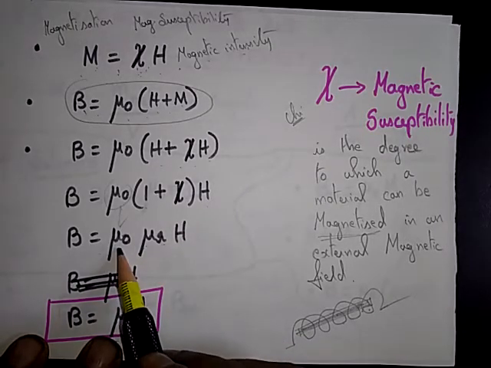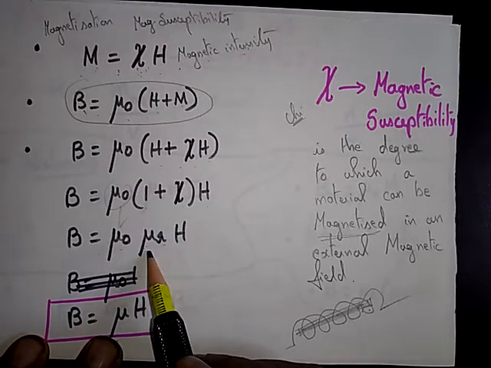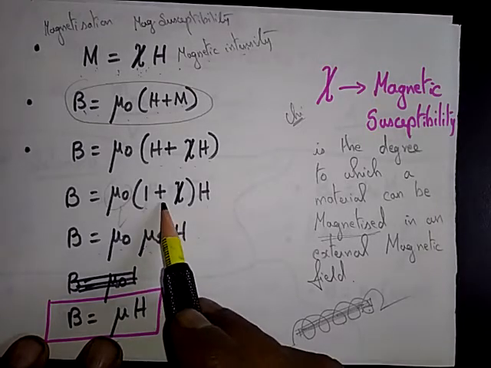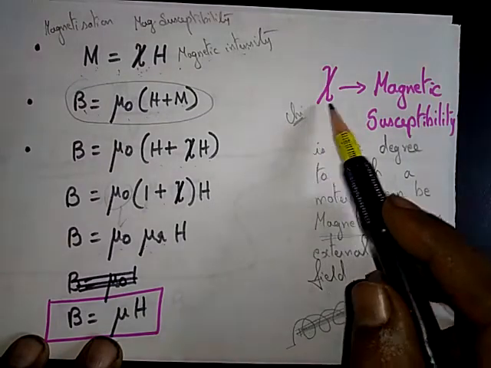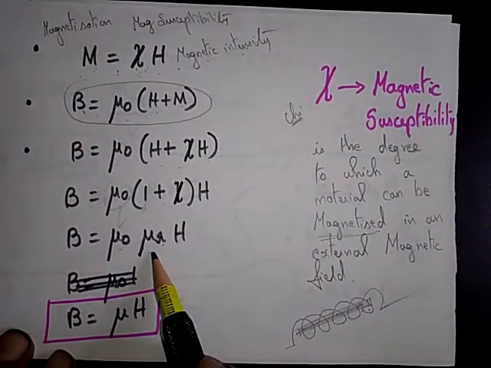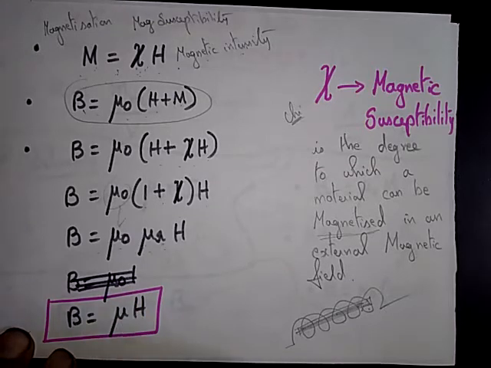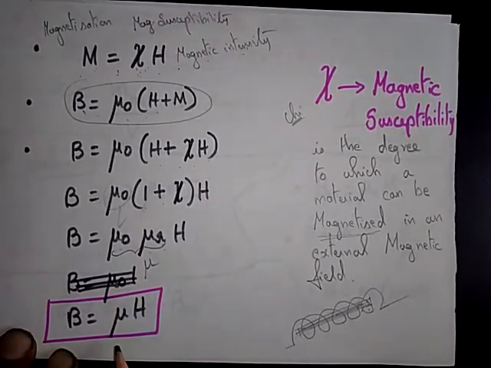So mu naught is the permeability of free space, mu r is the relative permeability and mu r is equal to 1 plus chi. Now what is 1 plus chi? It is nothing but 1 plus magnetic susceptibility, which is indicated by mu r, the relative permeability. Therefore, mu naught and mu r put together we can call it mu. So B is equal to mu H.